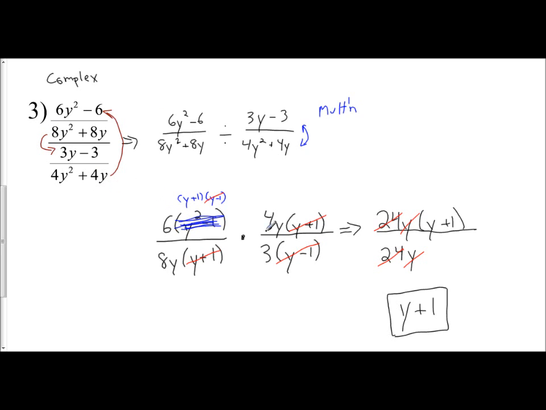Because if you take a look at this step right here, you really took your 6y squared minus 6 and multiplied by your 4y squared plus 4y. You really took the 8y squared plus 8y and multiplied by 3y minus 3. And so if you can remember, you connect the outsides with multiplying, and you connect the insides with multiplying, you'll be able to set it up right away without writing it out horizontally, and multiply and simplify from there. So this is how you divide rational expressions. If you can divide rational expressions, you should be able to multiply, because that's the process you use for dividing. You flip the second fraction and you multiply.